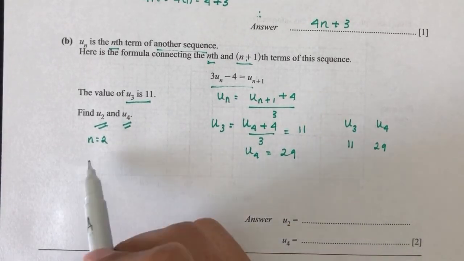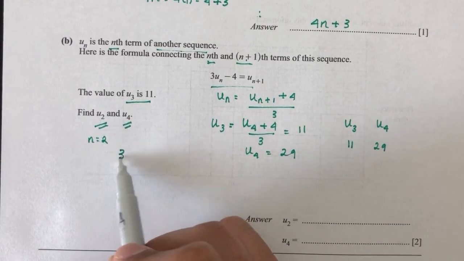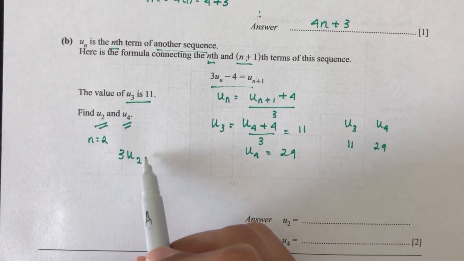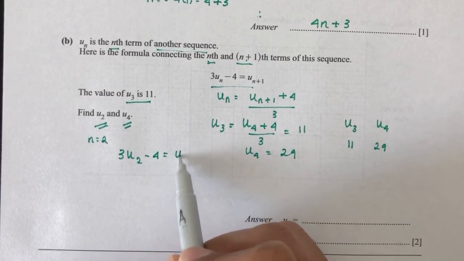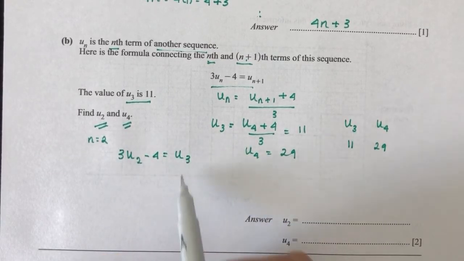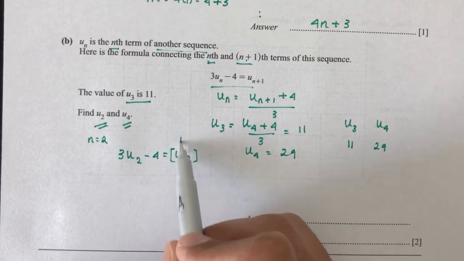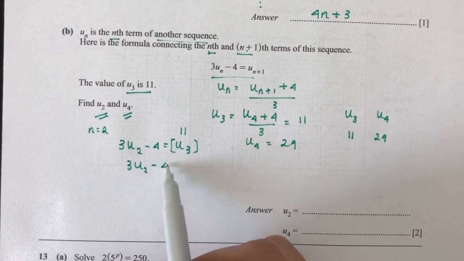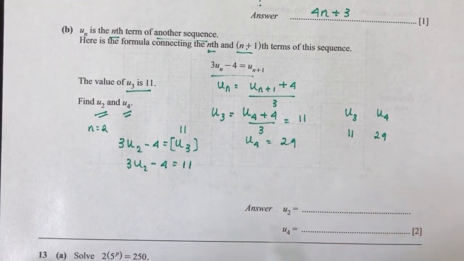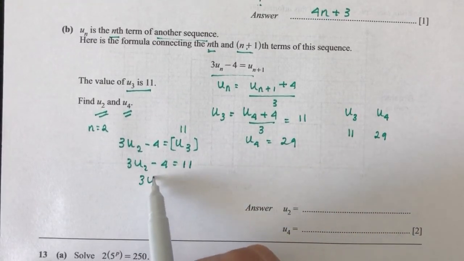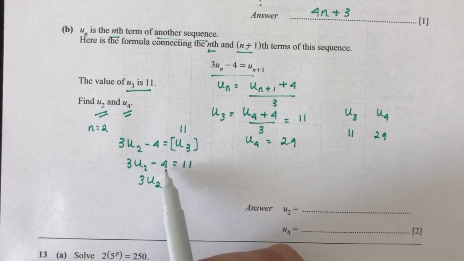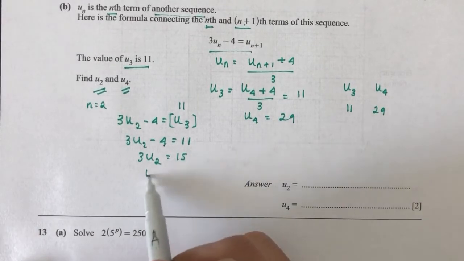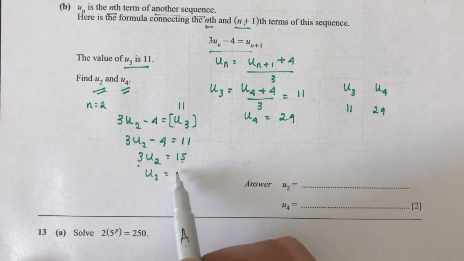So let's do that here. We have, if 3 was u2, so 3u2 minus 4 will be u n plus 3. We know this is 11. So 3u2 minus 4 is 11. So we send this over here. We have 3u2 will be 15. So u2 will be 15 divided by 3, which is 5.